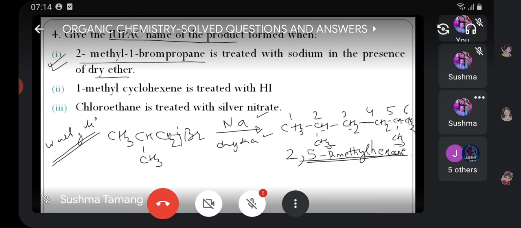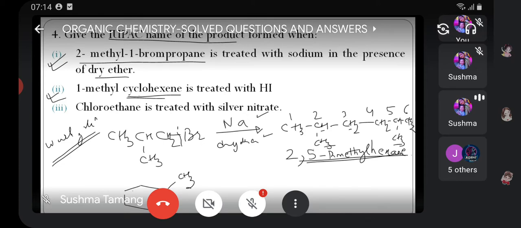Very simple one. Now next is your 1-methylcyclohexene. Cyclohexene: cyclo means a ring is formed, 6 carbons. The ene means a double bond is there. And at 1 what is there? CH3. So this is your reactant.